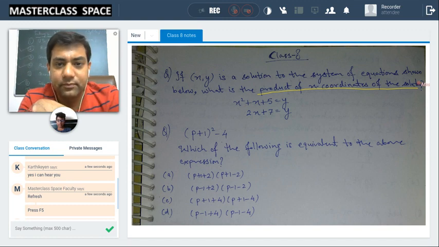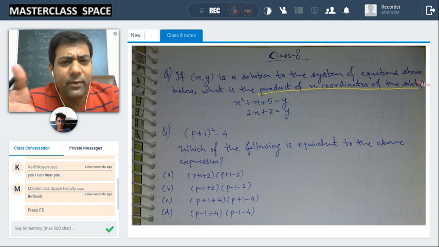Okay. So 2x plus 7 equals y. So x equals (y minus 7) by 2. Substitute that in the first one, and then you'll get a quadratic equation in y. You solve that, and then after that, you substitute the values and you get the value of x. Then substitute that x value in the second equation, you get y.